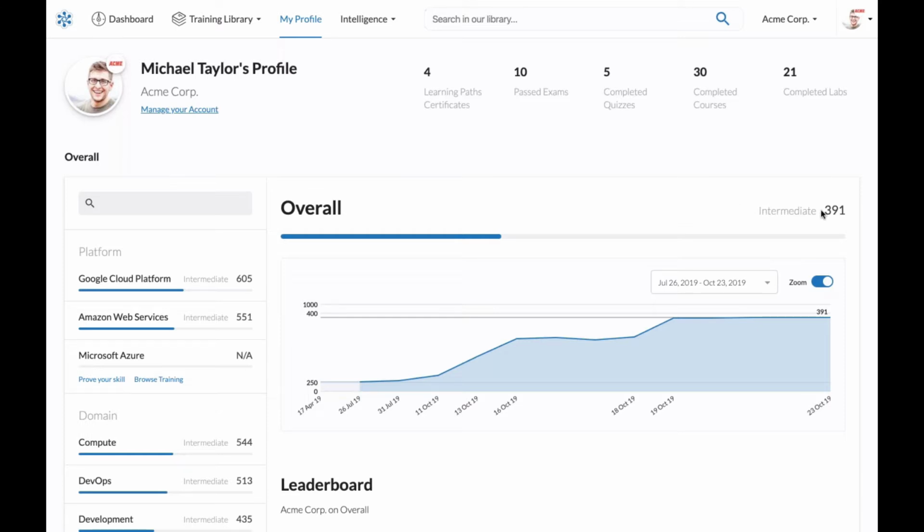Here on the top right, you can see your score. In this moment, my score is 391 over 1,000. So the maximum score is 1,000. If you reach 1,000, it means you know everything you need to know about cloud technology and programming. This overall score takes into consideration all the various skills that we have on Cloud Academy.